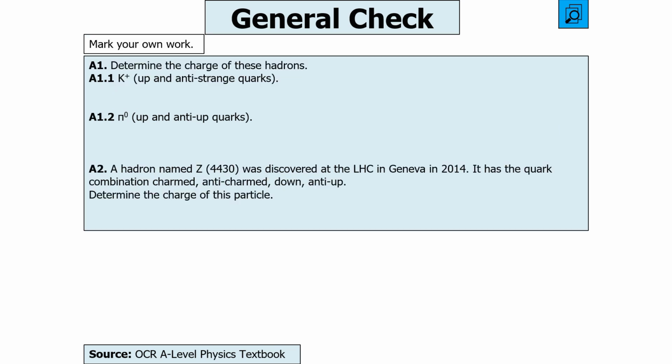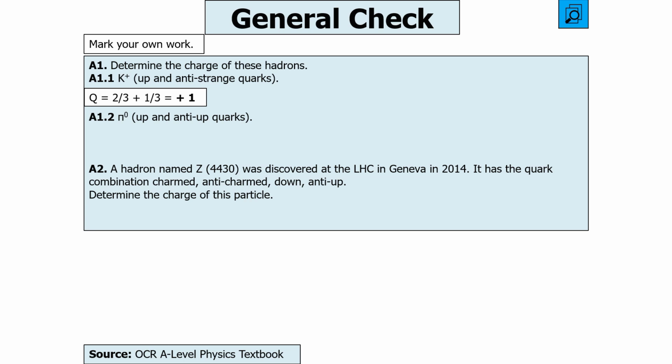Right, in this first one, you've got to remember that you can look on your equation sheet and you'll see what the values of the charge should be for individual quarks. Now remember, the antiquark will have the opposite charge of the quark, and also remember, as a hint, because it's K positive, it's going to be a +1. So the quark is plus 2/3, the anti-strange is plus a third, so it's overall plus 1.